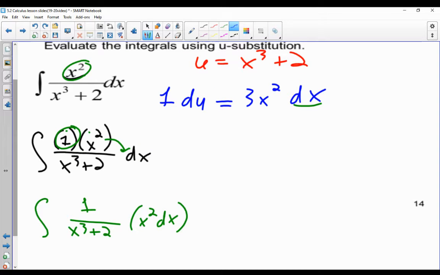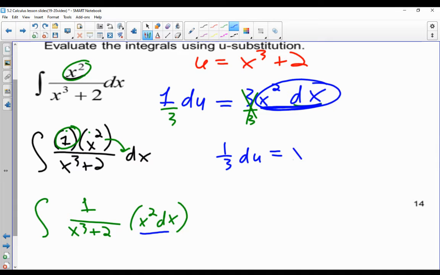Because, well, if this is x squared dx, I have x squared dx in the blue part. I just have to get rid of that 3. And I'm going to get rid of that 3 by division. So that's going to become, over here, 1/3 du. And then on the right side, x squared dx.